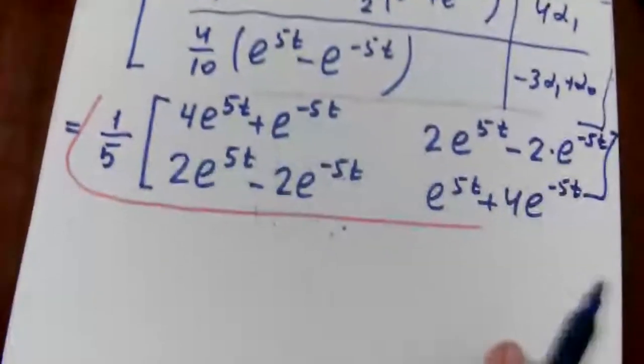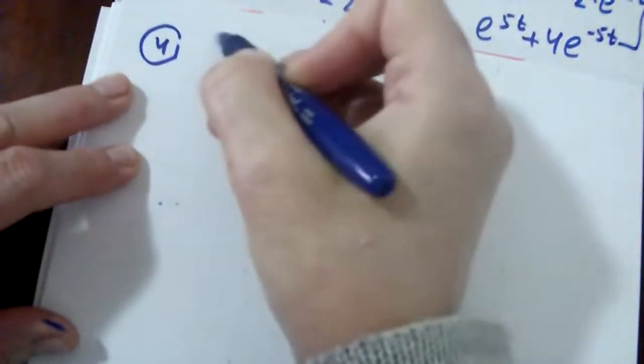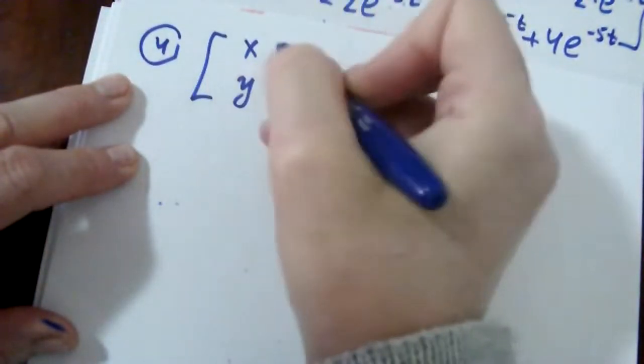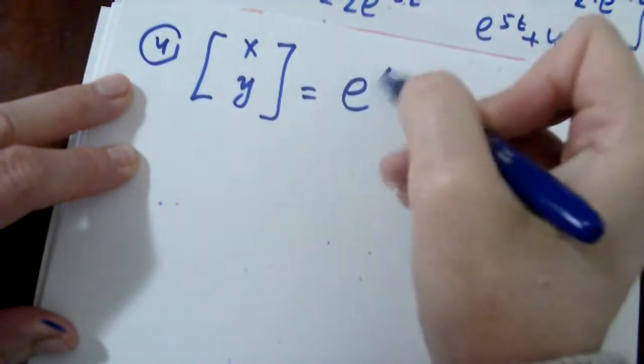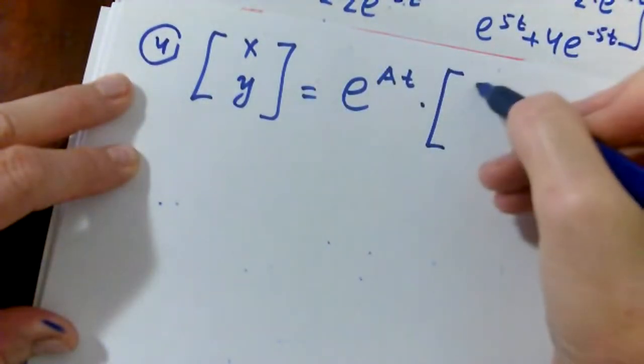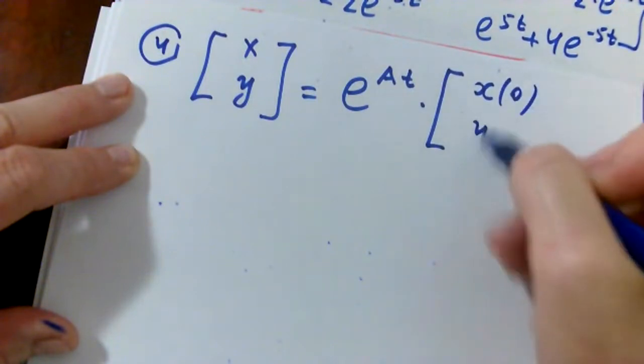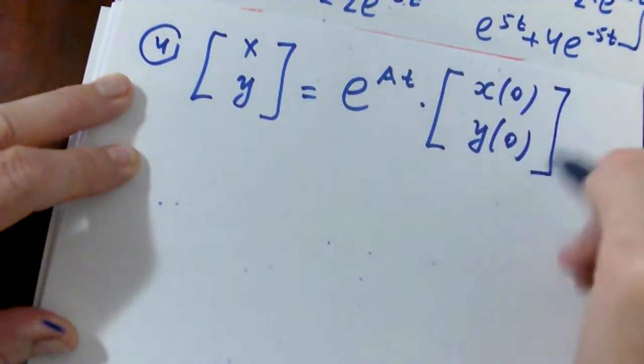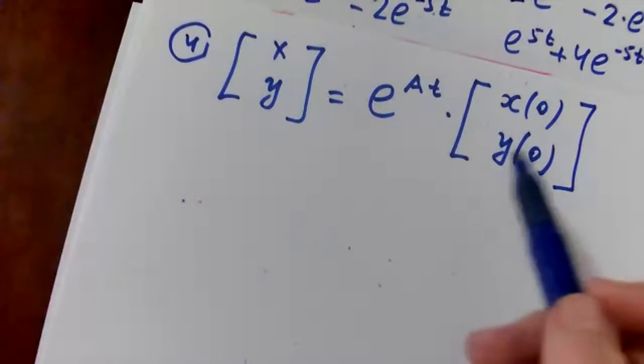Okay, and now comes the last part. The last part is to find finally the answer to our differential equations. We are given a nice formula. That is why let's start doing this. So the answer will have this form: e to the power of at, the exponential which we just calculated, and here comes the column of initial conditions.